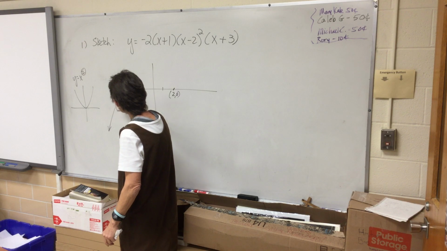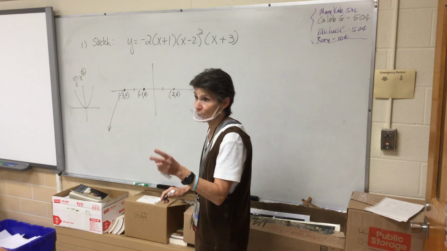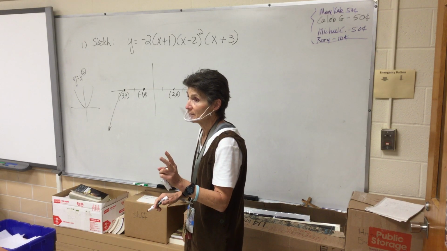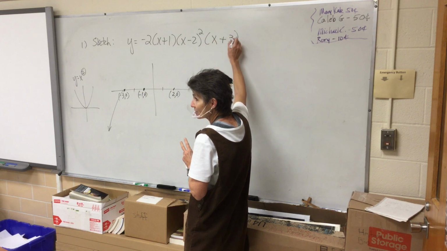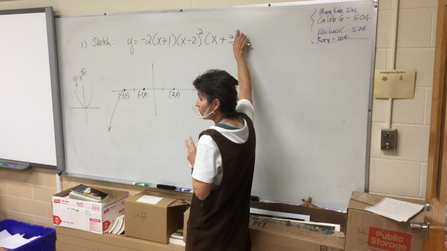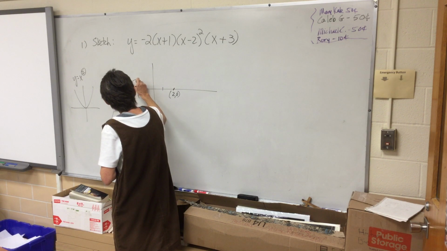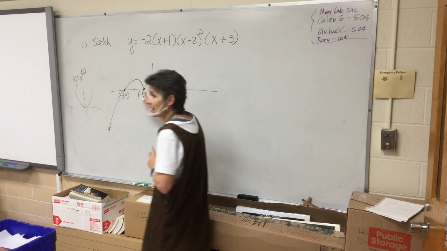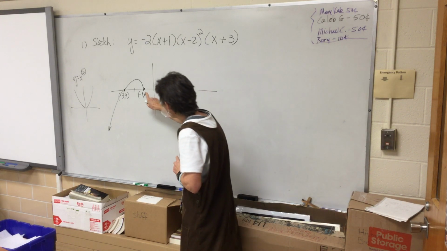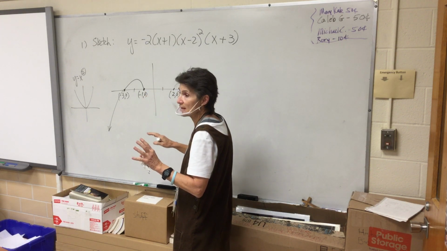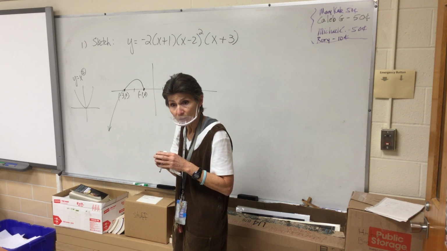Now, when it hits this dot, it has 2 choices. It's going to go through or it's going to bounce off. Since that dot came from this factor and there's no exponent, it's going to go right through. And it's going to come down and connect to the next dot. Now, when it gets to that dot, I have to ask myself the same question: am I going to bounce off or am I going to go through?